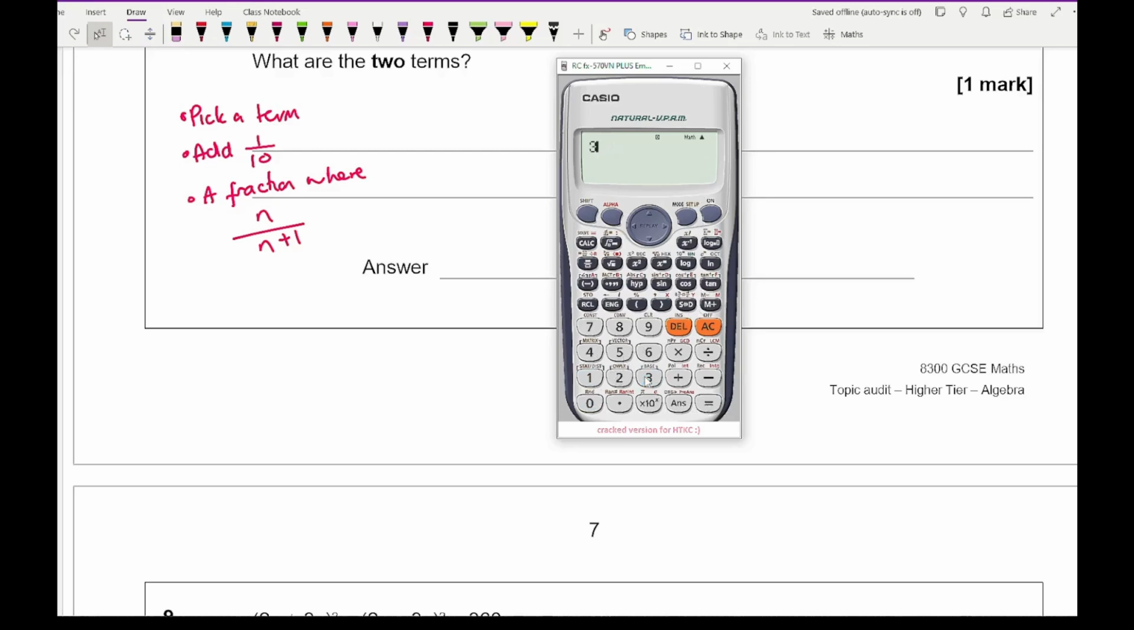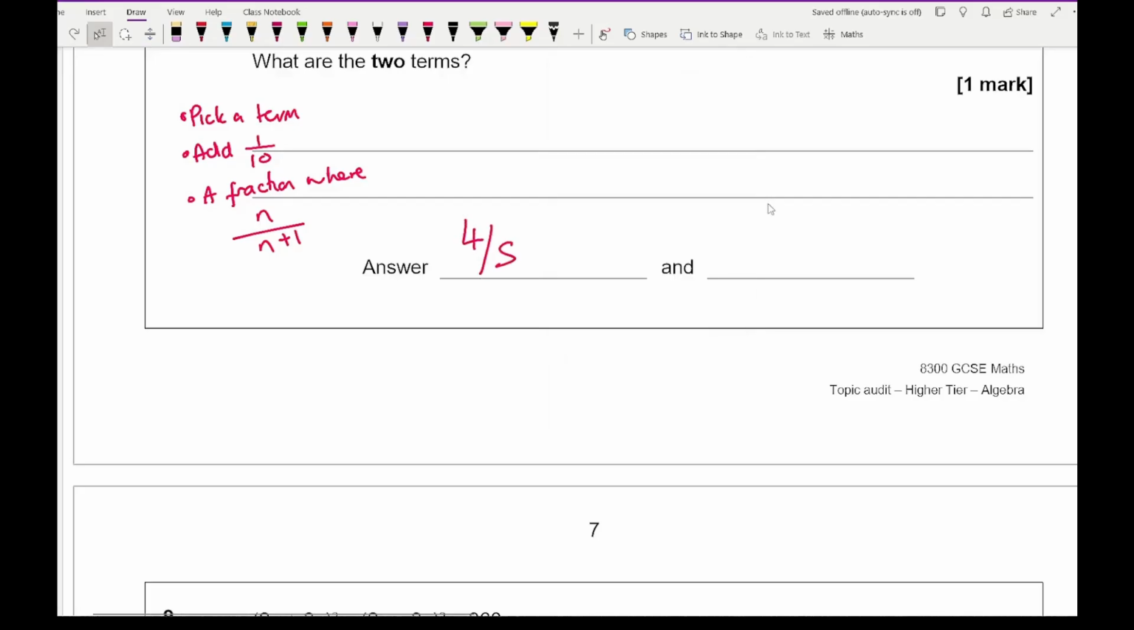So try the next one, 3 over 4 plus 1 over 10. That doesn't work because again I got a difference of 3. Then try the next one, which is 4 over 5 plus 1 over 10, and that equals 9 over 10. As you can see, that has got a difference of 1, so there is my answer. So it's 4 over 5 and 9 over 10.